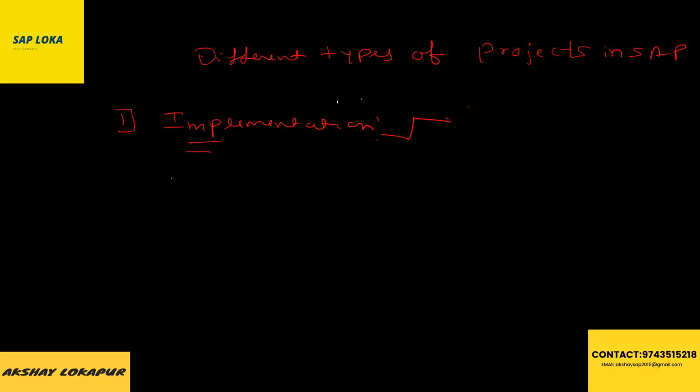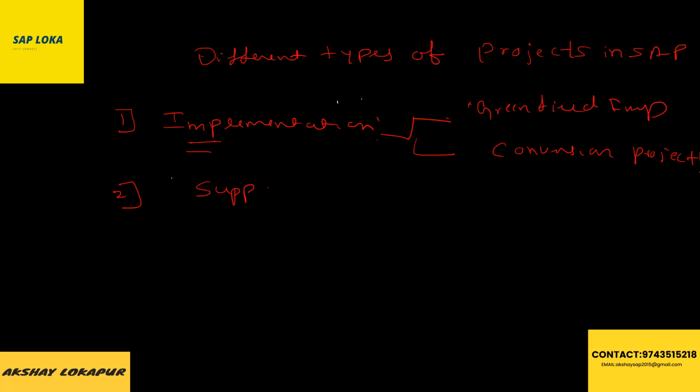In this implementation, again, we have greenfield implementation. And again, we have conversion projects, conversion or migration you can call. And we have a support project. Support project means the company is already running on SAP, so we are giving support to those people. If they have any customization, errors or developments they want, they will raise a ticket and we will solve their queries. This is a support project.